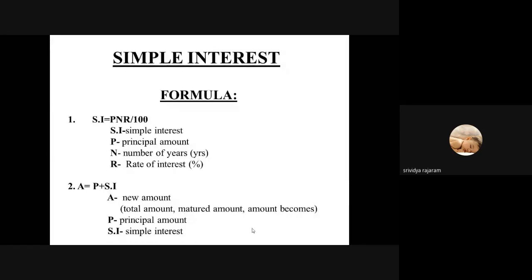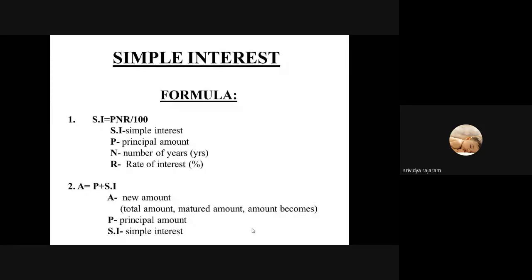So let us first look upon the formulas for calculating simple interest. The first formula is SI is equal to PNR by 100. SI is nothing but the simple interest. P stands for the principal amount, that is the initial amount which we are depositing. For example, we are depositing 1,000 rupees initially in a bank, or a bank is offering 1,000 rupees as a loan for someone. That amount is called the principal amount. Principal amount is nothing but the initial amount.